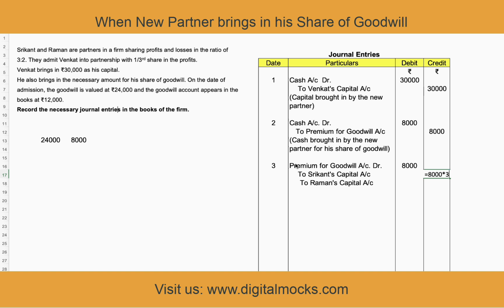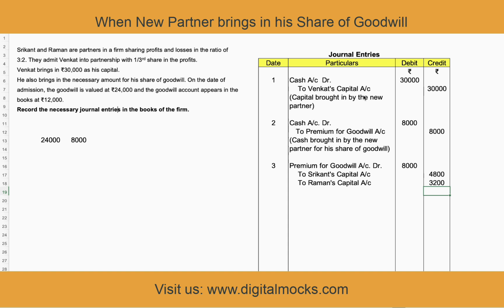So 8,000 multiplied by 3 divided by 5. Srikanth's capital account I will credit by rupees 4,800, and the remaining amount I will give to whom? To Raman. I will transfer to Raman's capital account 3,200. Done. Now what is my logic? This money is brought in by Venkat.